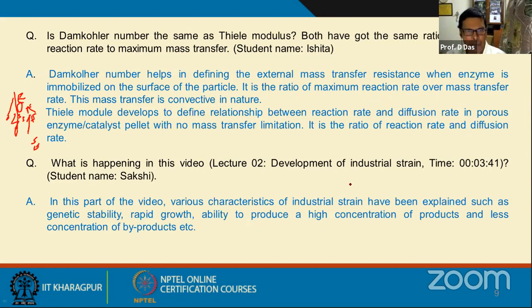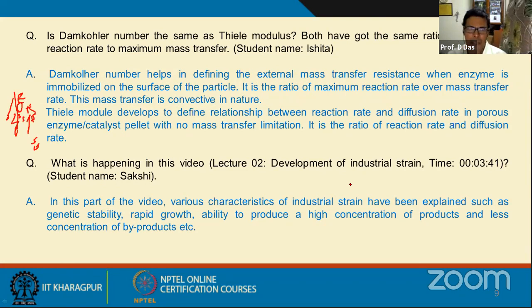Another is rapid growth. Suppose two types of products are there. One is growth associated and the other is non-growth associated. If it is growth associated, then the rate of product formation is directly proportional to the growth rate of the cell.